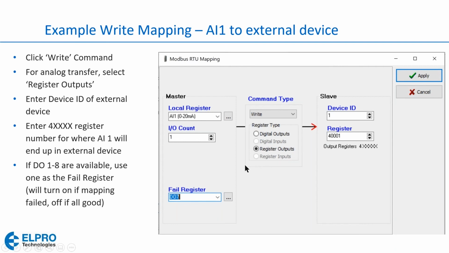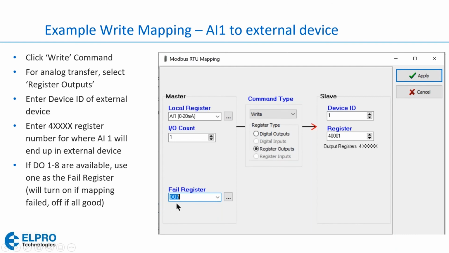And once we select our analog input, first of all, we select the register outputs, and then it automatically assigns it to going to the 40,000 series registers on the external device. Then we go ahead and select which input we would like to be sending over there. And then we select the I/O count, as in how many of these analog inputs we want to transfer to this external device. Lastly, we have our fail register.